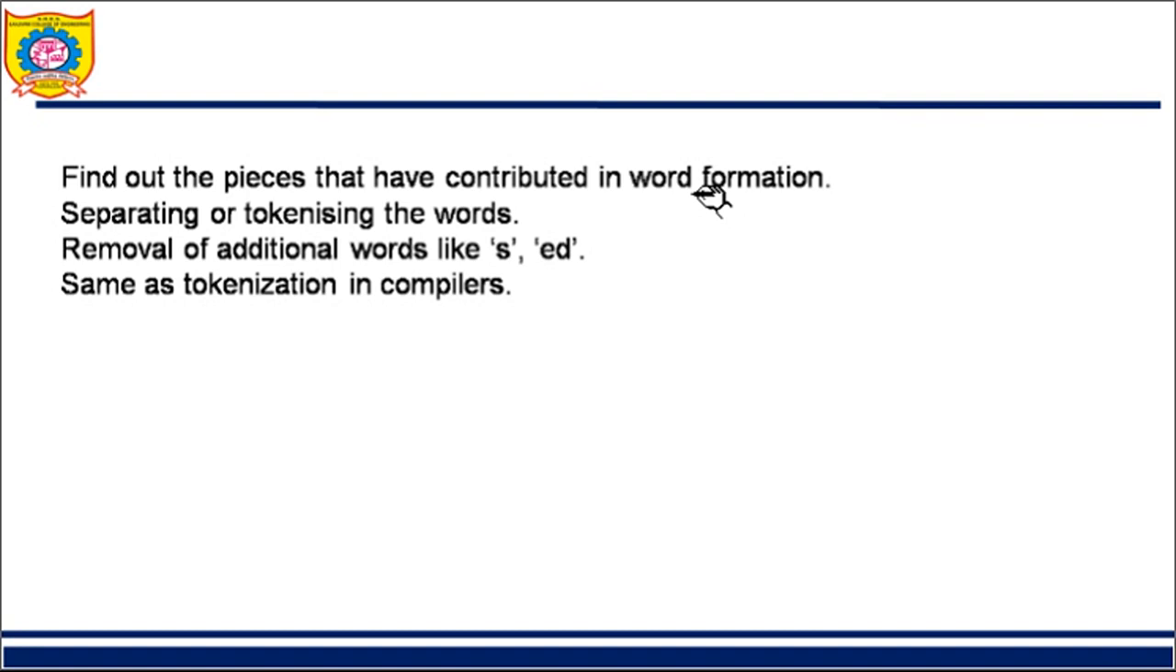For example, incomplete. What are the pieces? It is divided into pieces. Then tokenize the words, generate separate tokens for it. Remove the additional part, for example the s in cats, remove s. The ed, remove ed. Same as in a subject you studied previously, compilers. In a compiler the very first phase is tokenization. So the way tokenization is done in compilers, the same way is used over here for morphological analysis.